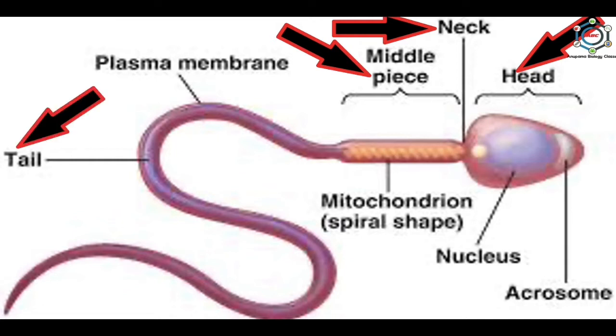And the last is the tail, which has a fine thread-like axial filament that arises from the distal centriole and traverses the middle piece and the tail. So spermatozoa swim about by vibrating their tails in a fluid medium in search of ova.